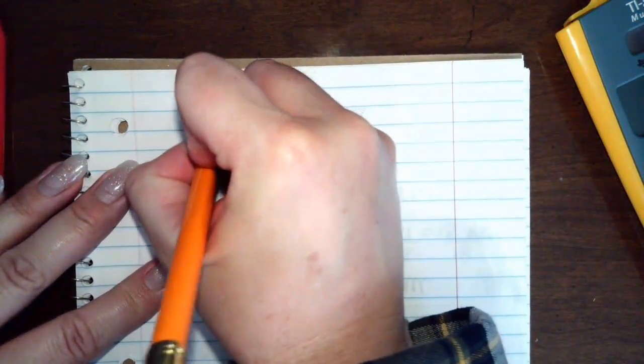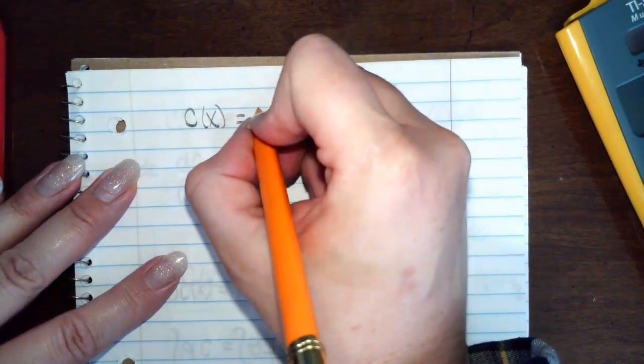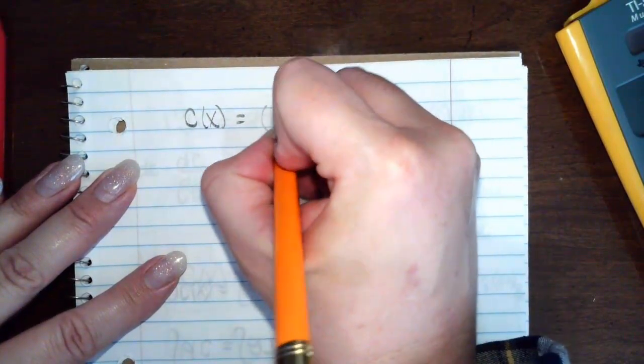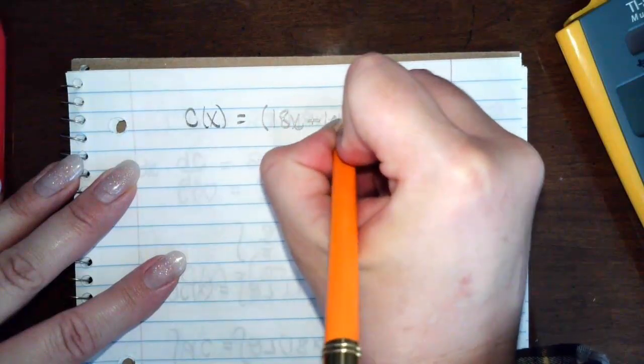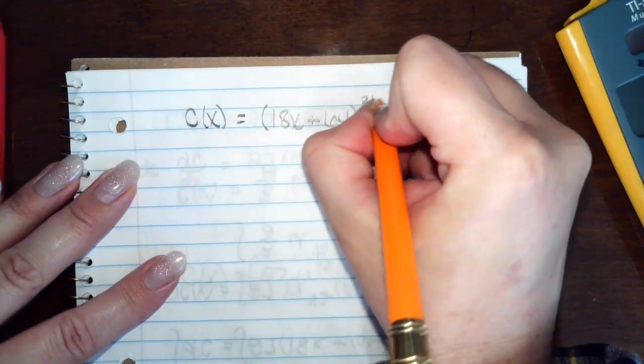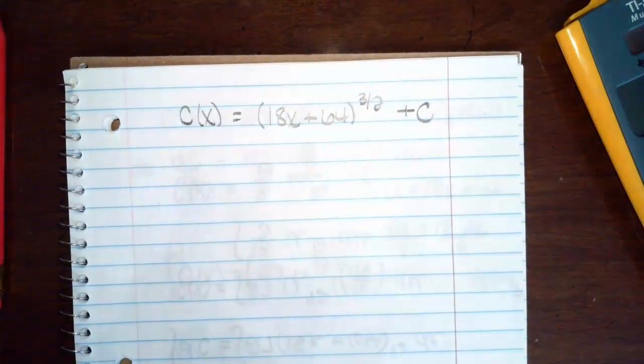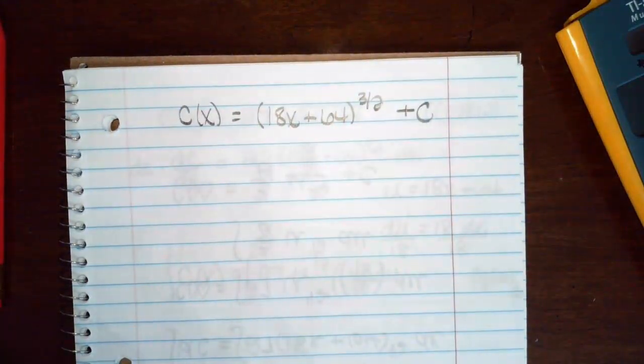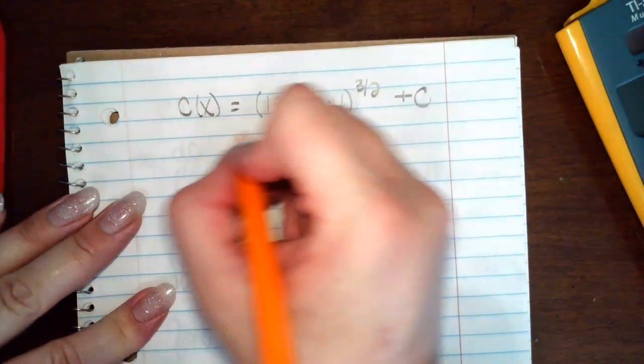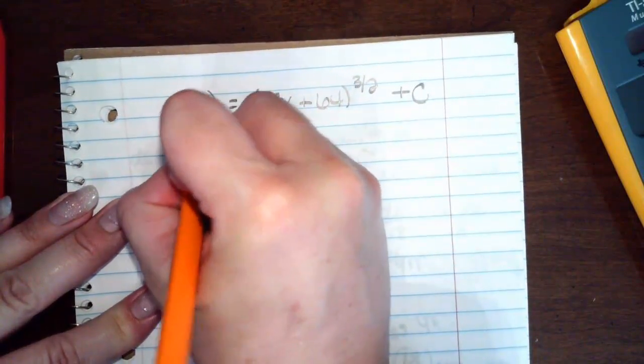C of x equals 18x plus 64 to the 3/2 power plus c. So what was our initial condition? If we sub in a 0, we should get 1812.